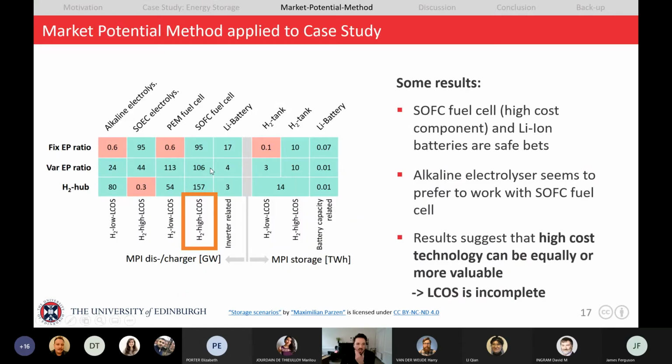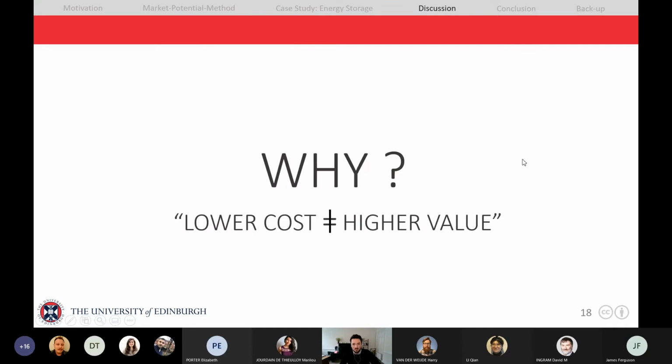Basically, if we check the numbers in 3 different scenarios, which are not related to the central association scenarios, but 3 scenarios where we changed a bit the design constraints of the energy storage, what we actually saw is that some of the high LCOS components are more valuable than the low LCOS components. So that was one surprising result. There are some more details on that, which you can find in the preprint. But it really suggests that higher cost technology can also be more valuable, and that the LCOE is an incomplete measure, right? So why is this the case? That's maybe what many people are asking now.